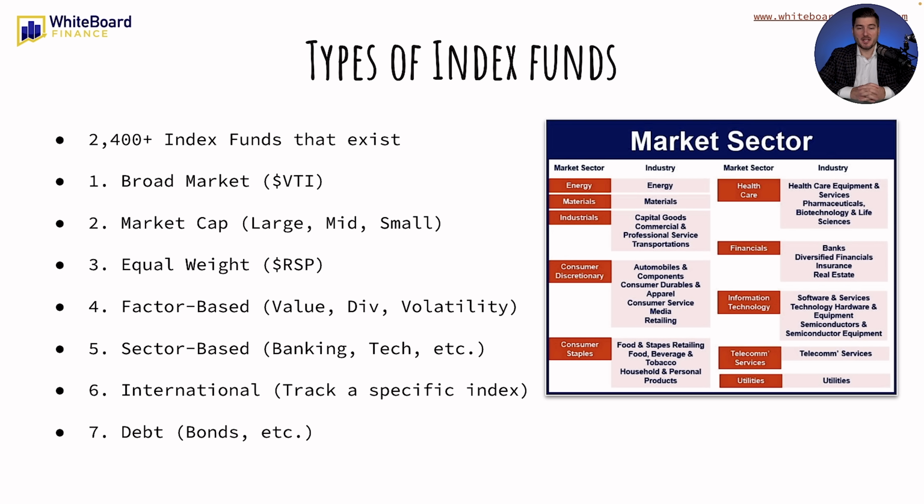Number four is factor-based. So there's different factors that you can trade. You can have value, you can have dividend yield, you can have volatility, such as low volatility stocks. Number five is sector-based. So sectors are just different sectors of the economy, which you can see in the picture over to the right. You have things like energy, materials, banking, technology, et cetera, et cetera. Number six is international. It tracks a specific foreign index, such as like Hang Seng or Nikkei or the FTSE, for example. Number seven is debt, which are typically bonds.